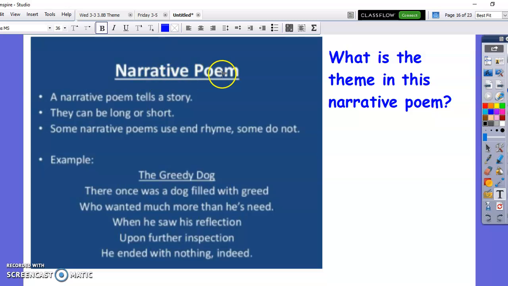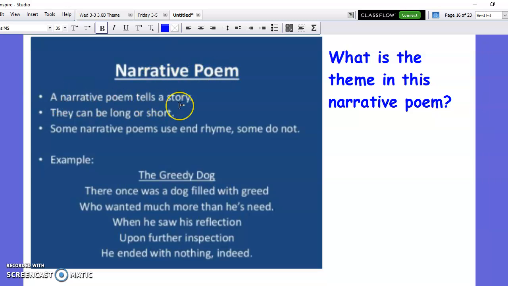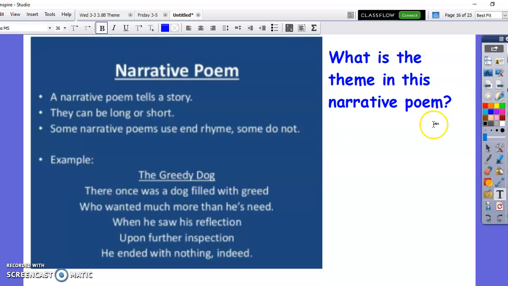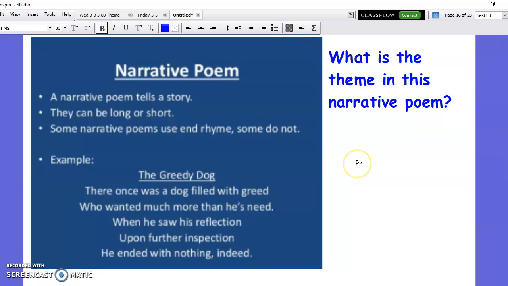A narrative poem is a poem that tells a story. Just think of the narrator of a story as the person who tells the story. Well, a narrative poem tells a story. Not all poems tell a story. Some are really short and sweet and they're just funny or silly or express someone's feelings, but others do tell a story. It says here, some narrative poems use end rhyme, some do not.